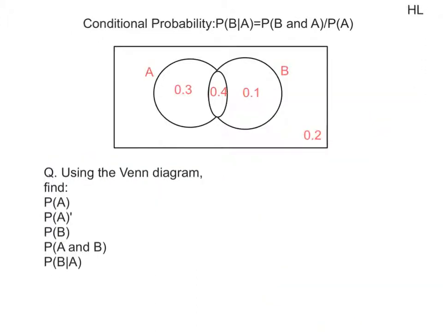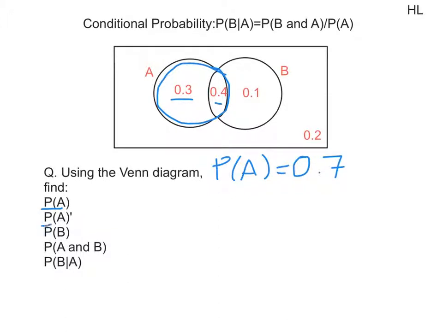In this question, the Venn diagram contains probability values. The question asks us to use the Venn diagram to calculate probabilities. The first one is the probability of A. The probability of A is all the probabilities falling within the circle of A. In this case, it's 0.3 and 0.4. So the probability of A is equal to 0.3 plus 0.4, which is 0.7.